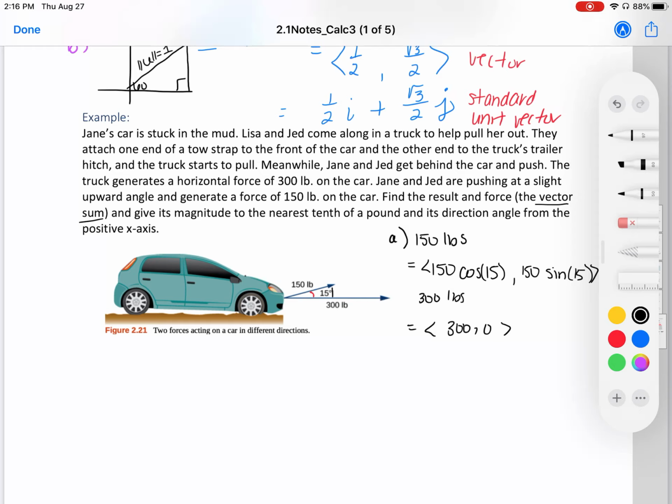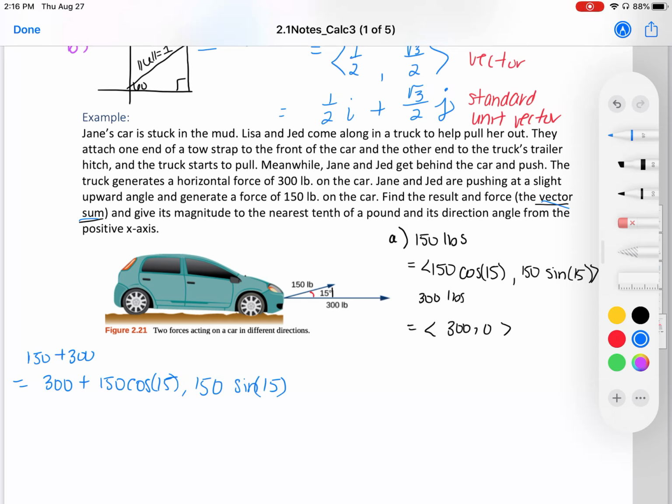Okay, we want the sum. So we want the 150 vector plus the 300 vector. We just add them. So we have 300 plus 150 cosine of 15, and the other one is 0 plus 150 sine of 15. So it's just 150 sine of 15. That's our sum, our vector sum.